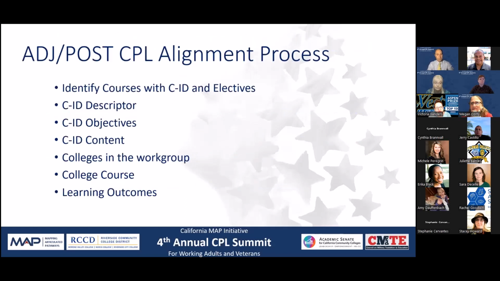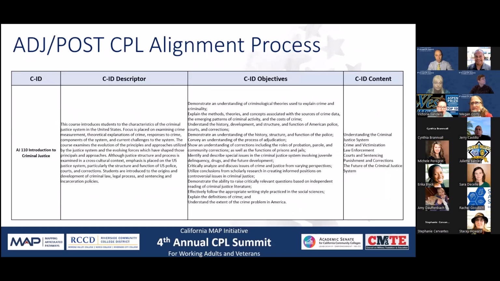Next slide. So we began with an Excel spreadsheet, and we determined what information we needed to capture to begin our alignment and crosswalk. We collected our ADJ courses that had CID numbers first. We included descriptors, objectives, and content. Then we went to the 6 colleges in the statewide work group, and we crosswalked our courses and our descriptions and our learning domains with those CIDs. Next slide. So this is a visual of our first 4 columns within our workbook. We had our CID, the descriptors, the objectives, the content.